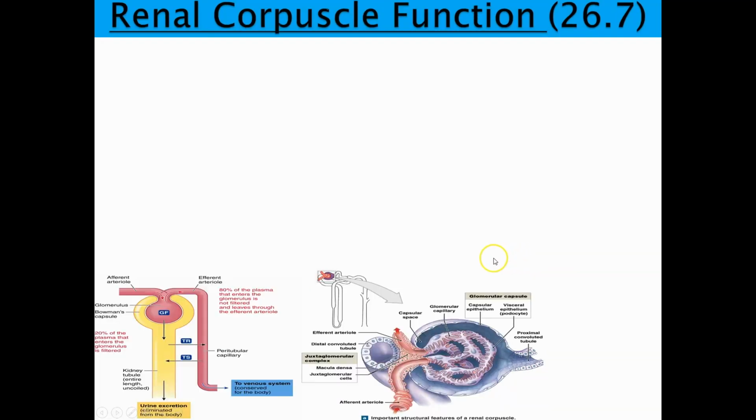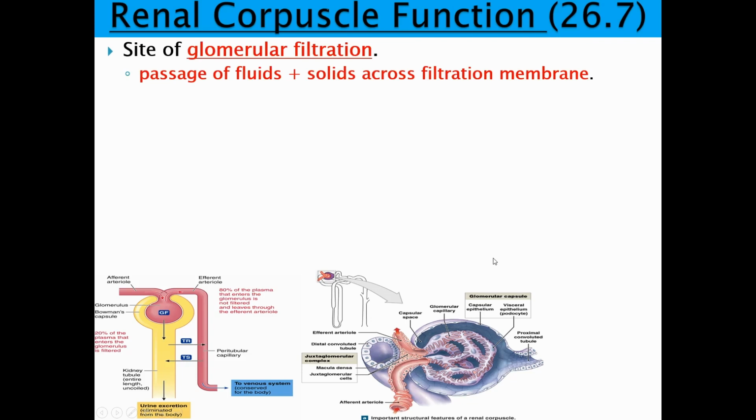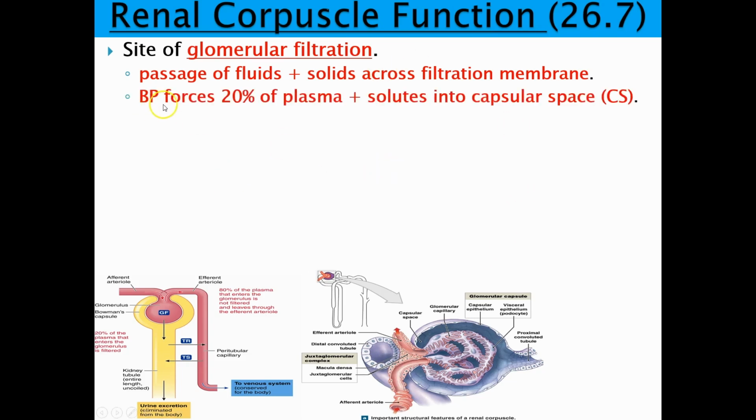Filtration starts there. All right, so the site of glomerular filtration is the only location that filtration is going to occur. That's usually a test question that I have. Which of the following areas begins filtration, or where does filtration begin relative to the nephron? Something along those lines, and it's hands down going to be renal corpuscle or glomerulus. All right, blood pressure overall is going to force out about 20% of the plasma and those solutes into the capsular space. So we are doing a huge amount of filtration going on here.